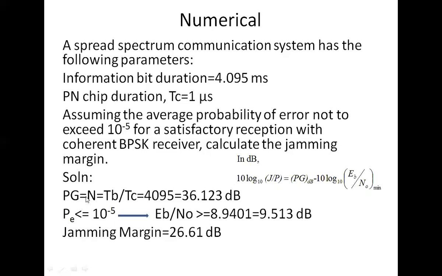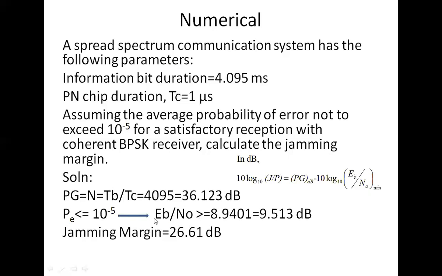Solution for the problem. Processing gain is N, which is the same as the spreading factor, that is TB over TC. In this case, substituting the numbers, we see that N is 4095. If you put it in dB, that means 10 log to base 10 of 4095 turns out to be 36.123 decibels. And it's given that probability of error should not exceed 10 power minus 5. That means the minimum signal to noise ratio, EB by N0, it can be more than that. That's why EB by N0 is greater than or equal to 8.9041.